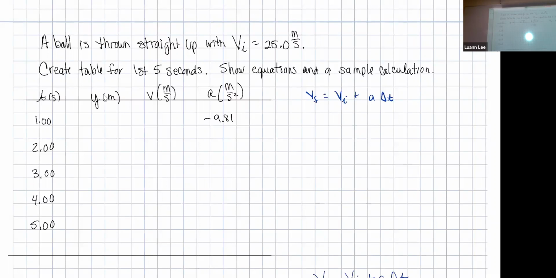That's the TI, T initial. Would we just add the zero? That depends. When it reaches its peak height, it will be 0, but you don't know where that is yet.